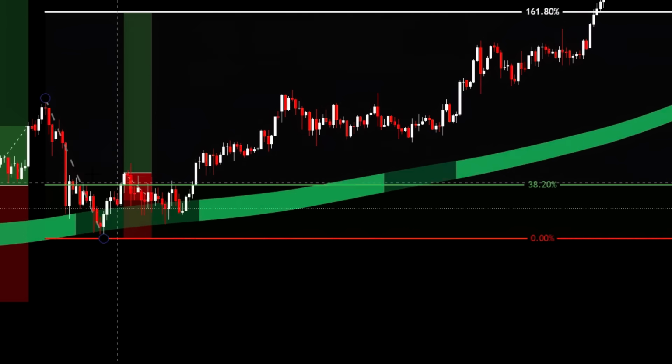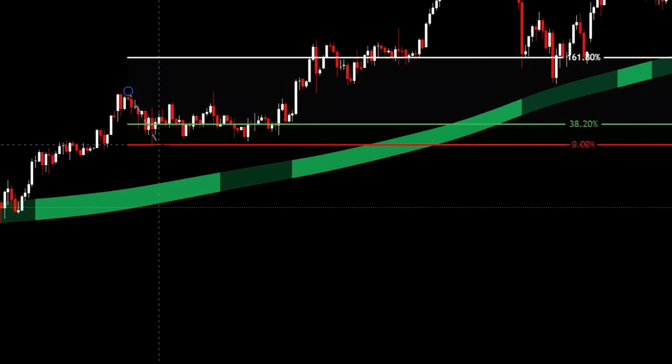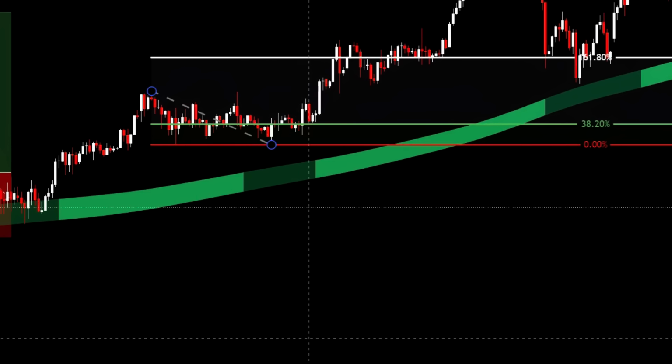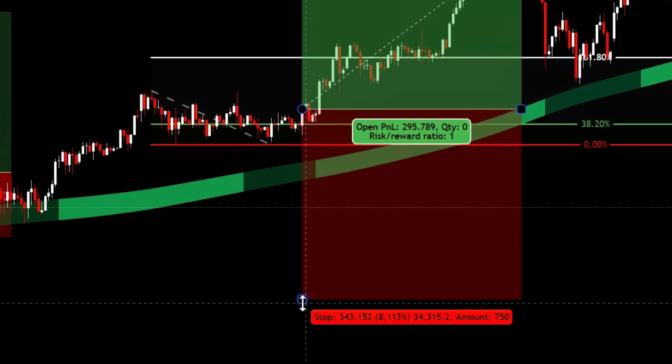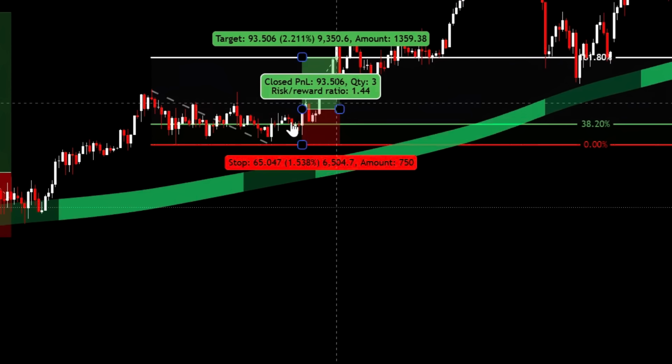Another clean one right here. Same story. This next one doesn't quite reach full target before it stalls out. Still a win, just a smaller one. That's totally normal. Not every winner looks identical.